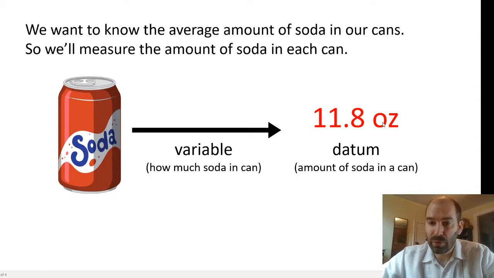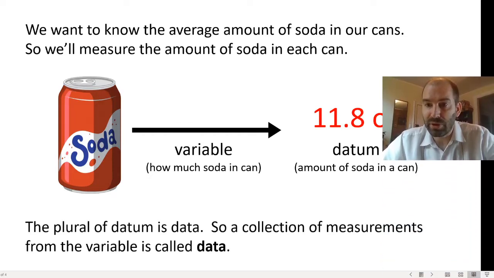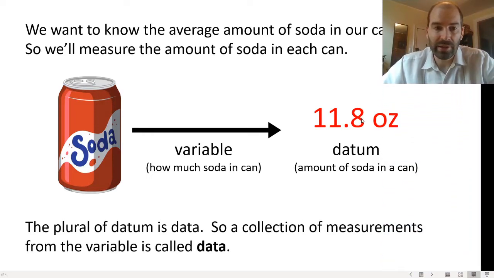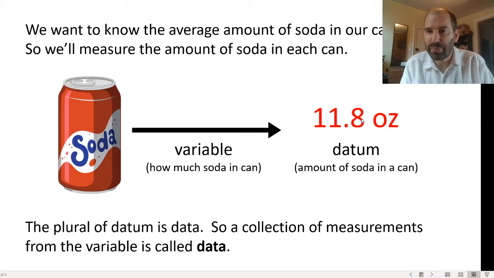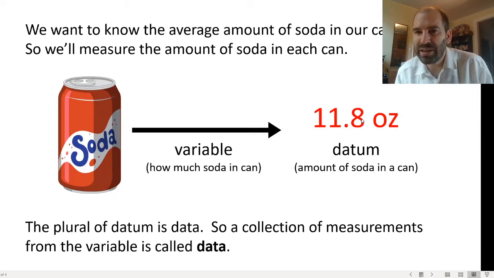Now, you may not have heard the word datum. We usually don't use that word. Instead, we refer to data. Data is the plural of datum, and that is what we usually are talking about, because usually we don't just measure one thing. We make this measurement a whole bunch of times, right? Because just measuring one can of soda isn't really good enough, right?